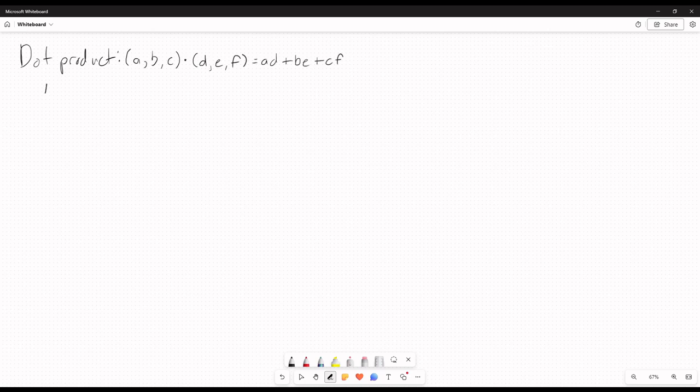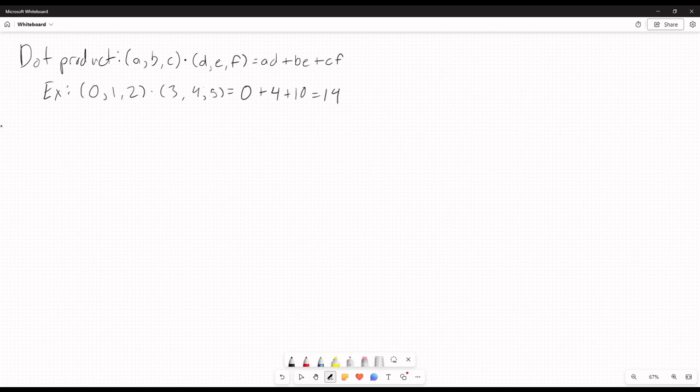So for example, I'll do a couple examples. If we take, for example, 0, 1, 2, dotted with 3, 4, 5, that's going to be 0 plus, that's 0 times 3, plus 1 times 4, that's 4, plus 2 times 5, that's 10, so that's going to be 14.